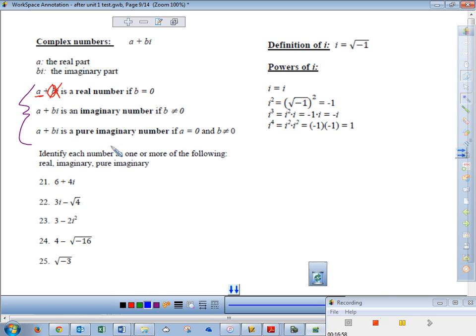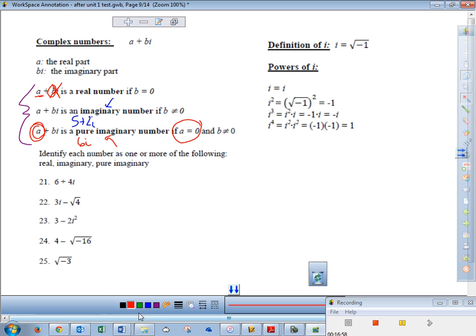It is an imaginary number if b is not equal to 0. So you have both parts. Let's make up numbers like 5 plus 2i. I have a real part and I have an imaginary part, so that's called an imaginary number. And it's called a pure imaginary number if a is equal to 0, meaning you've got no real part, and b is not equal to 0, so you do have an imaginary part, like 6i. Notice there was no real number, but there was an imaginary part, so that's a pure imaginary number.